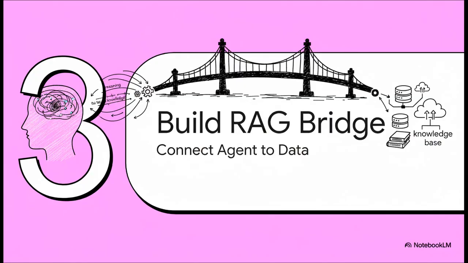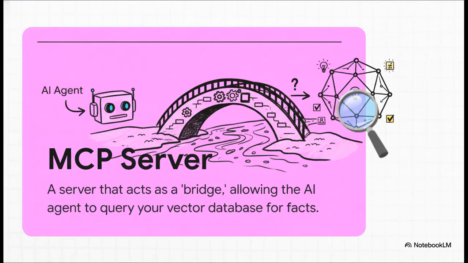So, we've built this brain full of knowledge. Now what? Well, in phase 3, we build the bridge. This is what's going to connect the agent's reasoning mind directly to that rich knowledge base you just spent all that time creating. And this bridge is what we call your MCP server.